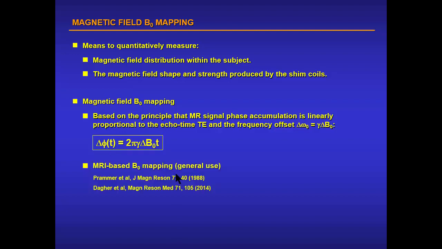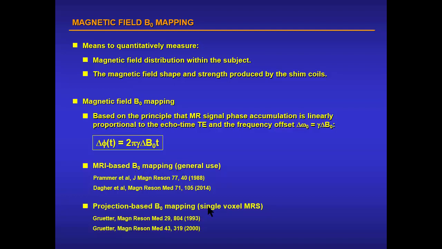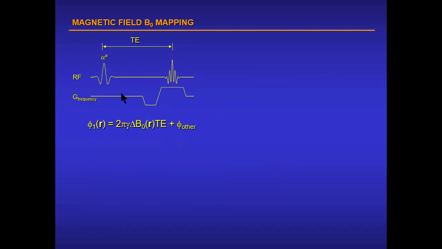Now, there are 2 general ways of doing that. Well, actually, 1 general way, which is MRI-based B0 mapping. And for MRS, there's also a very nice projection-based method. I'll briefly discuss both of those. The principle is as follows. Any sequence where you excite your magnetization, then the magnetization spends some time in the XY plane, and then you acquire it. For a sequence like this, the phase of this signal is proportional to, again, the B0 offset times the time it's spent in the XY plane, which in this case is the echo time.